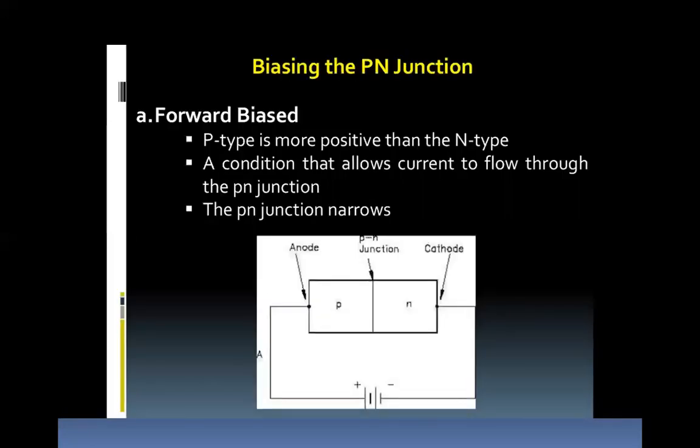If we take the first example as forward bias, to connect a PN diode in forward bias, the P-type material should be connected to the positive polarity of the battery and the N-type material should be connected to the negative polarity of the battery. Now in this picture you can see this is a P-type and this is an N-type. P is nothing but an anode, N is nothing but a cathode. Here I can see that the P is connected to the positive polarity and N is connected to the negative polarity. So the same thing we have discussed, P is more positive than the N-type. This is the condition that allows current to flow, and the PN junction narrows. The junction will become very narrow in the case of forward bias. We'll see in the next slide.